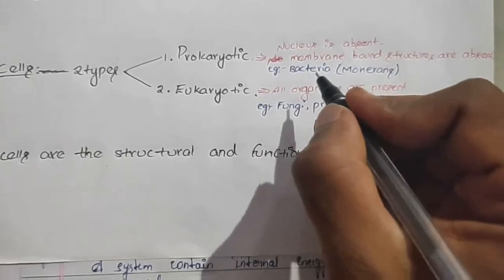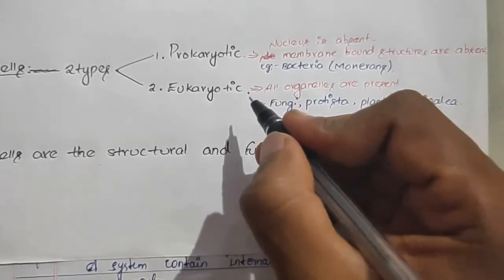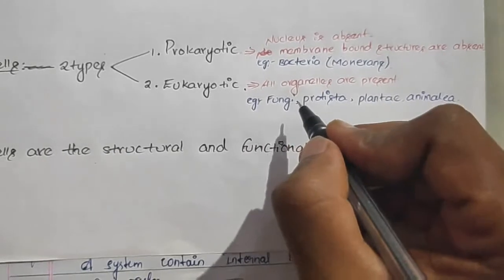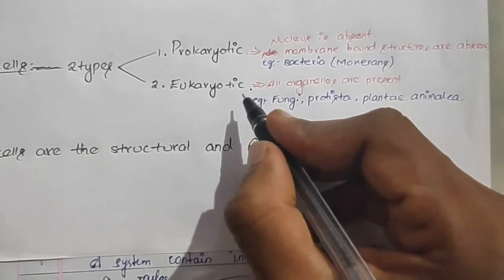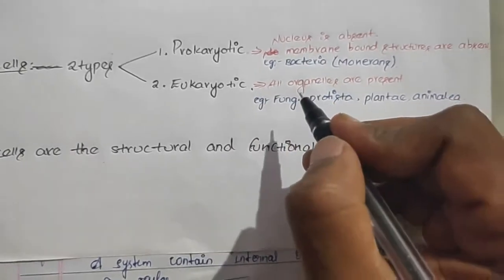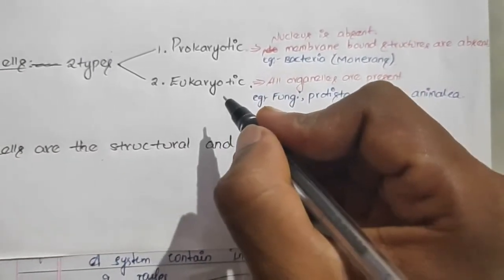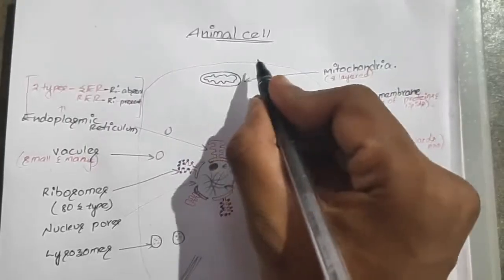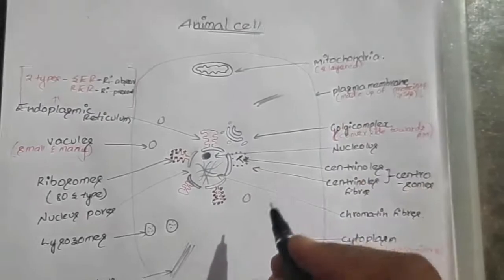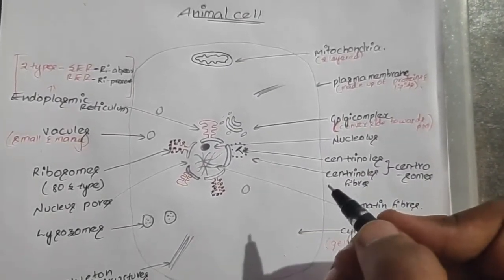Kingdom Monera is the example for prokaryotic cells, and all the remaining kingdoms, that is fungi, protista, plantae, animalia, are examples for eukaryotic cells. In these eukaryotic cells, all the membrane organelles are present, and eu means advanced, karyotic means nucleus. It is an advanced type of nucleus.